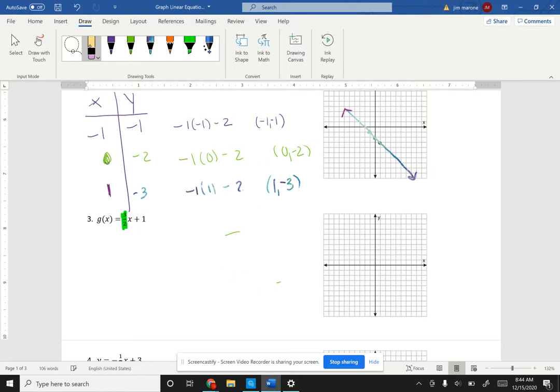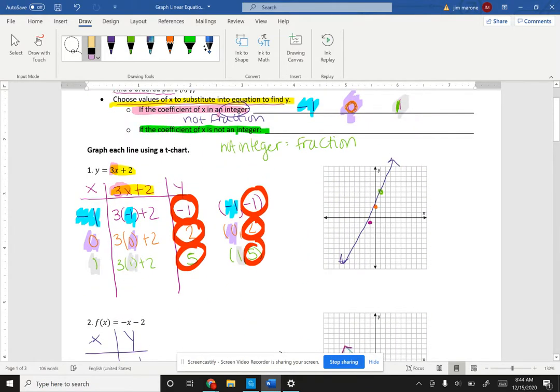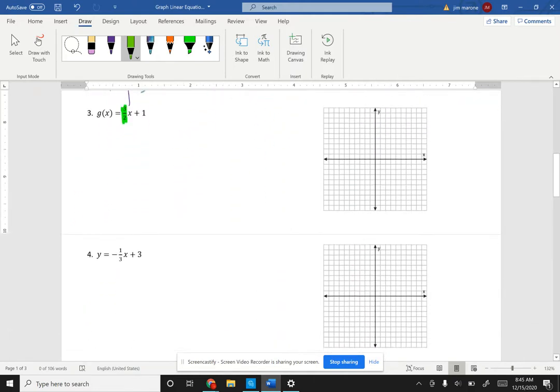So what I'm going to do is look at the denominator. Whatever's in the denominator, I choose a negative denominator, always 0 because it's easy to work with, and then a positive denominator. And I'll abbreviate that, not that that's an official abbreviation. So if there's a fraction for the coefficient of x, I look at the denominator and I choose negative denominator, 0, and a positive denominator.